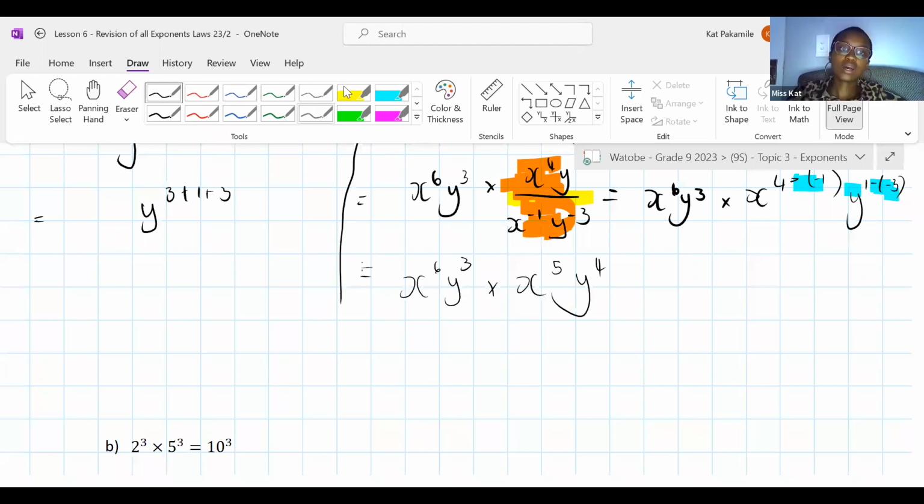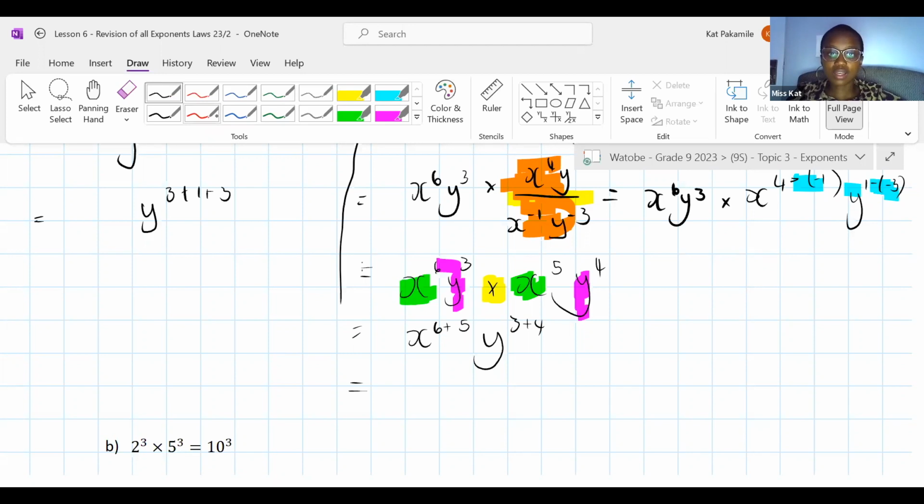Now we are multiplying. Let's deal with x first. x and x: if you're multiplying, you add your exponents, so it's 6 plus 5. Then we deal with the y's, 3 plus 4. And the final answer is x^11 y^7.